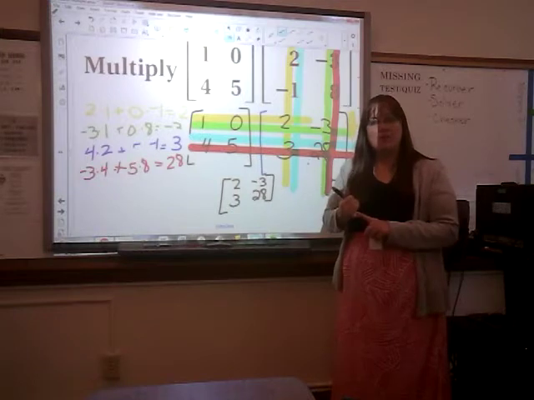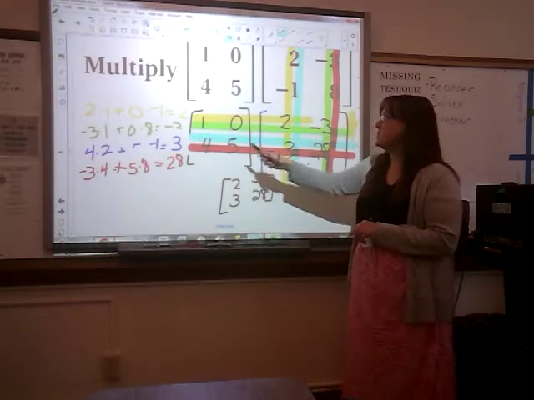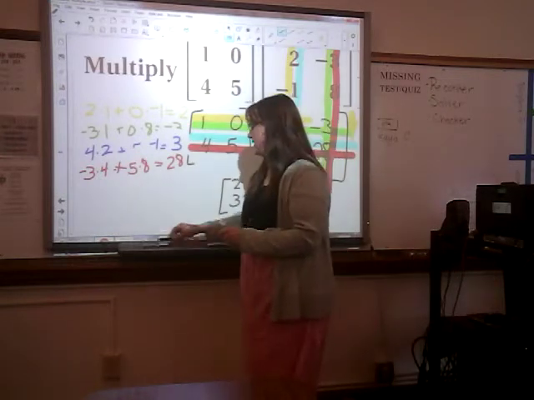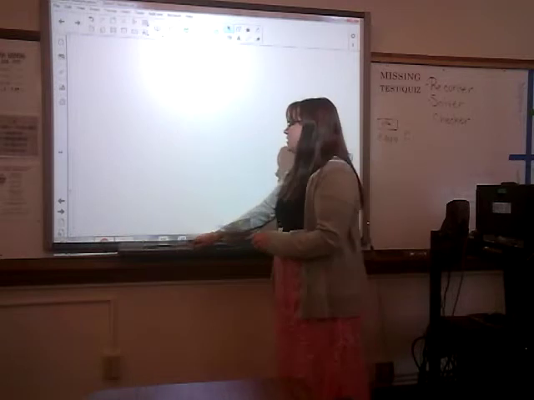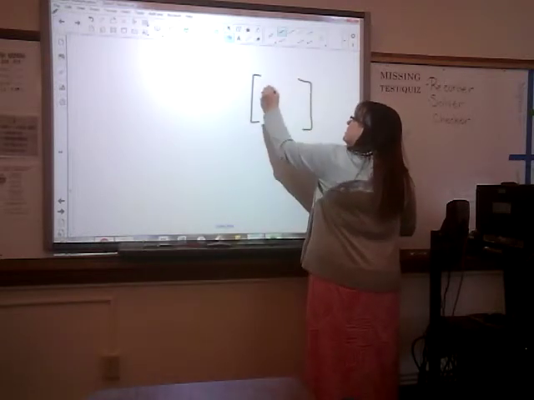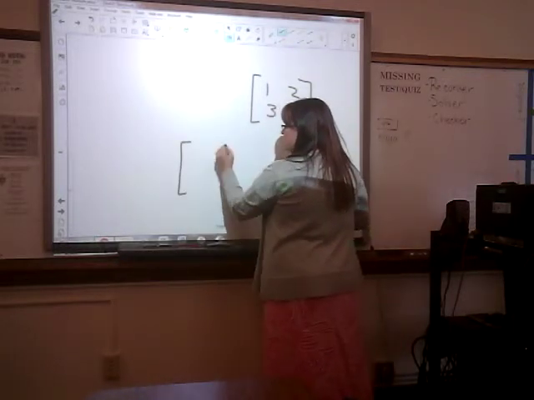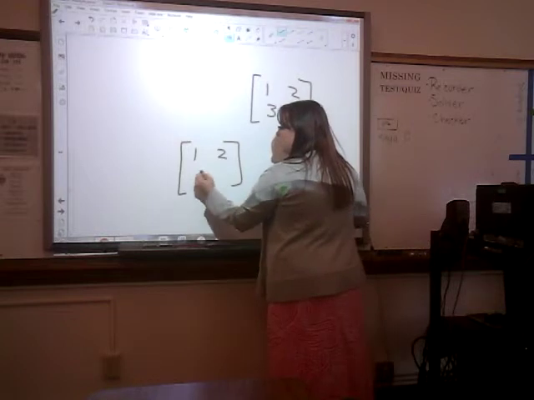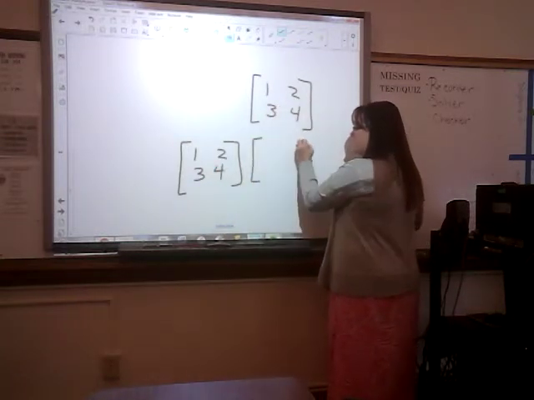Now remember, always check the belly button rule first to see if you can multiply, and then just set them up like this. So you have one matrix up here, one matrix here, and your answer matrix goes right here.